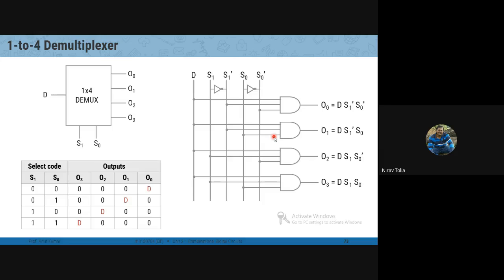So this is the logic diagram. You can see here, this is the logic diagram of the 1 cross 4 demultiplexer.